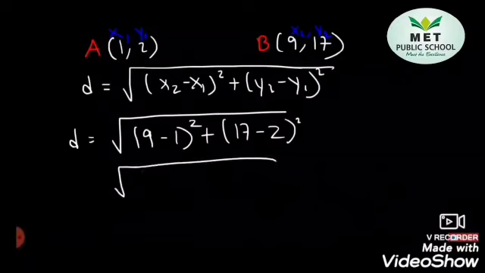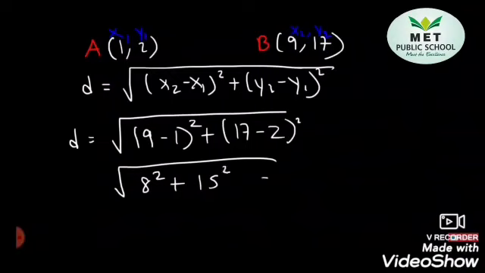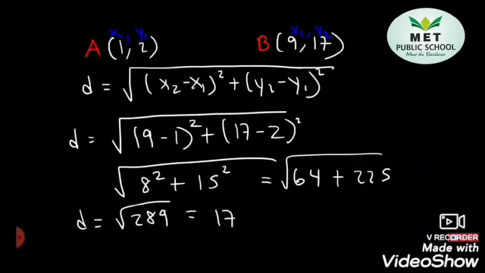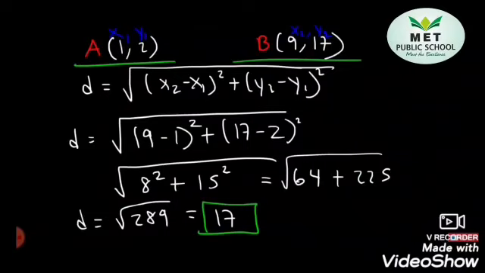After writing the values, let us solve this one. 9 minus 1 is 8, so 8 square. 17 minus 2 is 15, so 15 square. So 8 square is 64 plus 15 square is 225. So finally you are with the answer, square root of 64 plus 225, which is root 289, and square root of 289 is 17 because 17 into 17 is 289. Therefore the distance between A and B is 17 units.